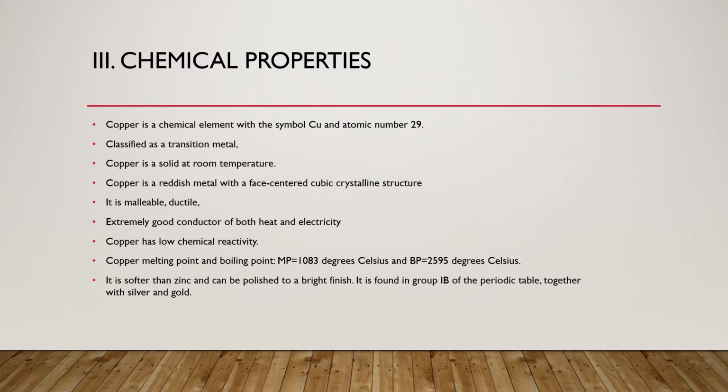Copper's melting point and boiling point: MP equals 1083 degrees Celsius and BP equals 2595 degrees Celsius. It is softer than zinc and can be polished to a bright finish. It is found in group IB of the periodic table, together with silver and gold.